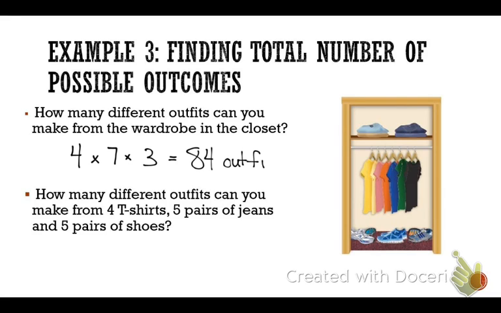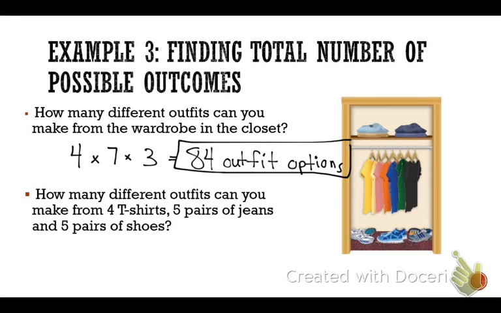84 outfits or outfit options. Has anybody ever said, oh, I don't have anything to wear? And your parents are like, your closet's full of clothes. Look at how many outfits are actually possible with only 4 pairs of pants and 7 shirts. Not everything necessarily matches, but still.